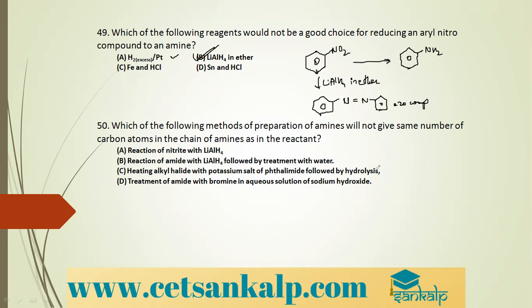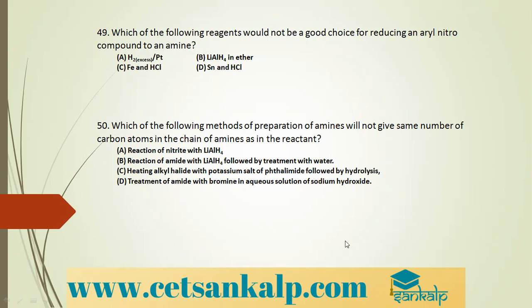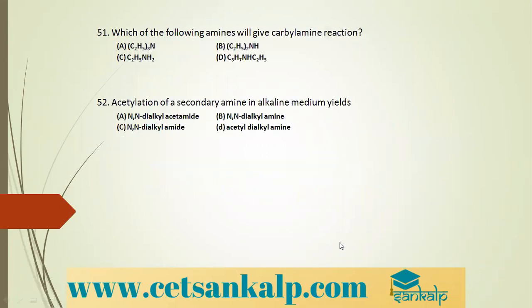Treatment of amide with bromine. This is Hofmann's bromamide degradation. And we will not get the same number of carbons. Here we'll get one carbon less. So this is the correct option. So you should identify what the reactions are, then you can say what the product is. All other reactions give the same number of carbon atoms in the chain of amines as in the reactants. But it is option D, Hofmann's bromamide degradation, which will give one carbon less.